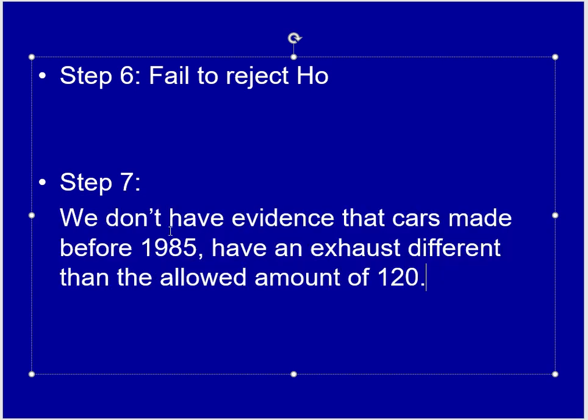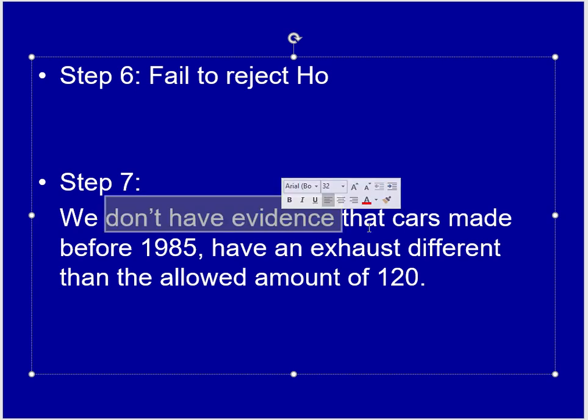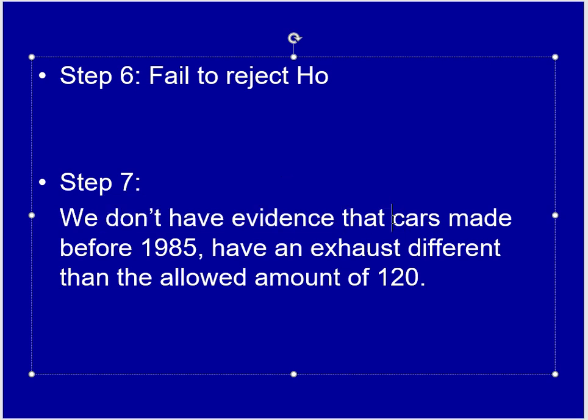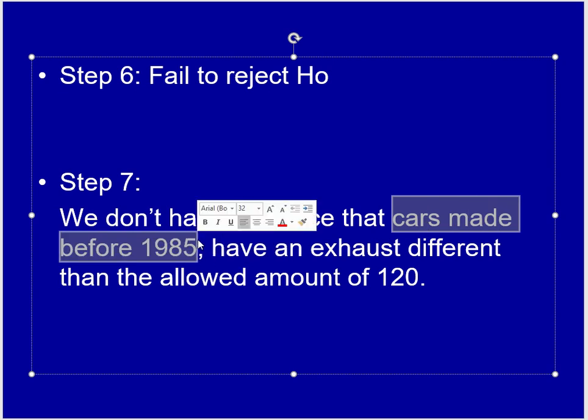Please notice that when I'm writing my research conclusion, I'm saying we do not have evidence. And I'm also taking the conclusion back to whatever population I was studying. The population I was studying were cars made before 1985. It wasn't just cars in general, okay? You have to be specific to the population that you're studying.